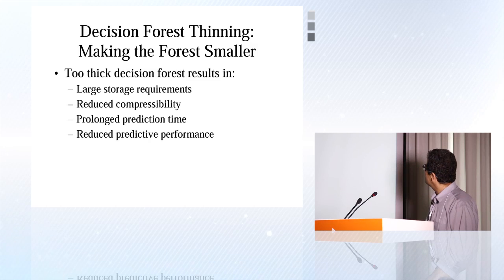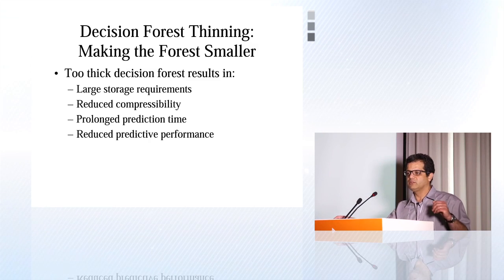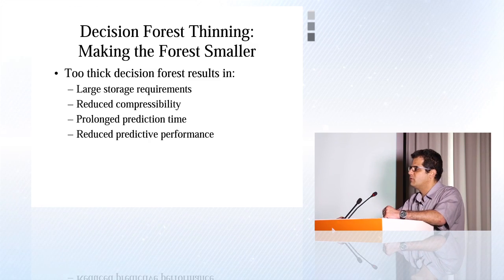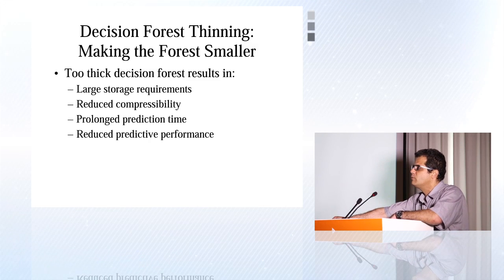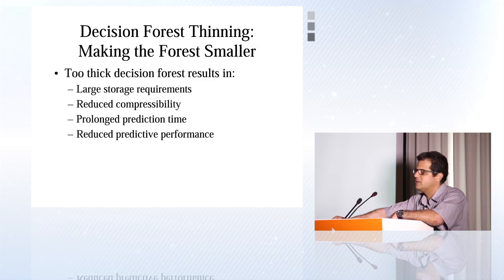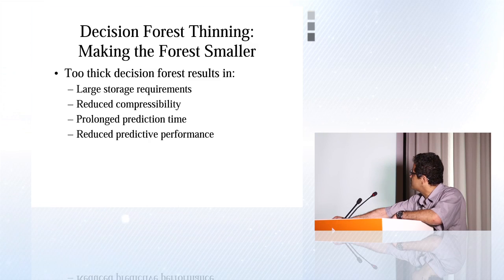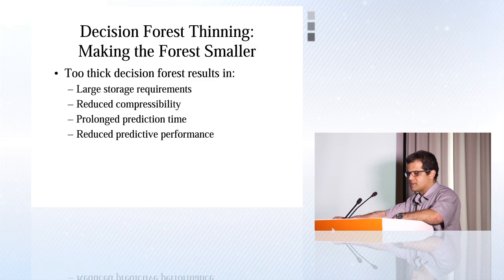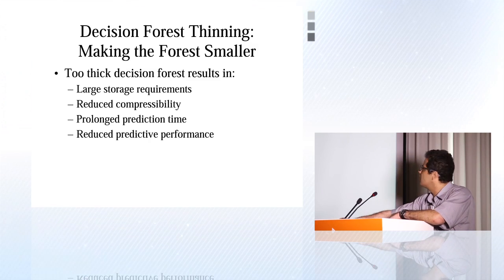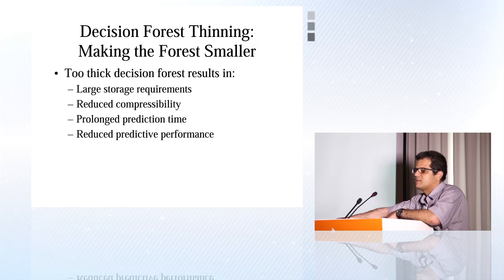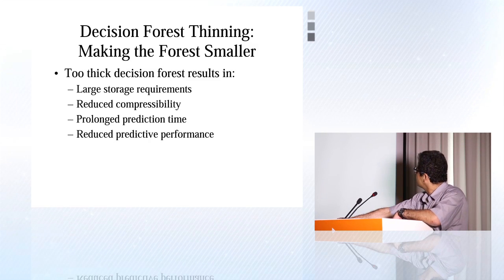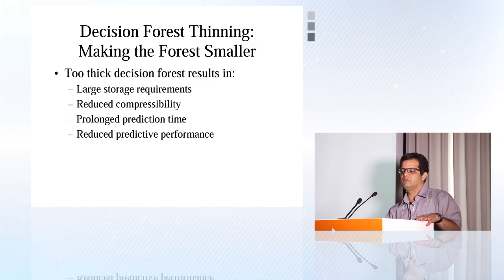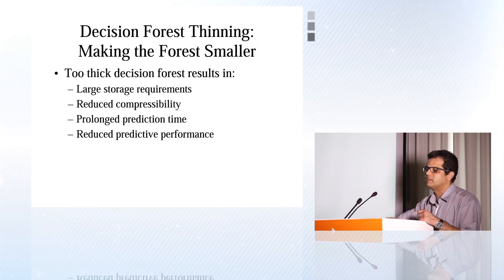This leads us to the next slide, which is about what we do if the random forest or the decision forest contains too many trees in the ensemble. Of course, it has some drawbacks that need to be addressed. First of all, it takes a lot of storage. Sometimes it also reduces comprehensibility. It prolongs the prediction time, and, as we have shown, sometimes reduces the predictive performance.